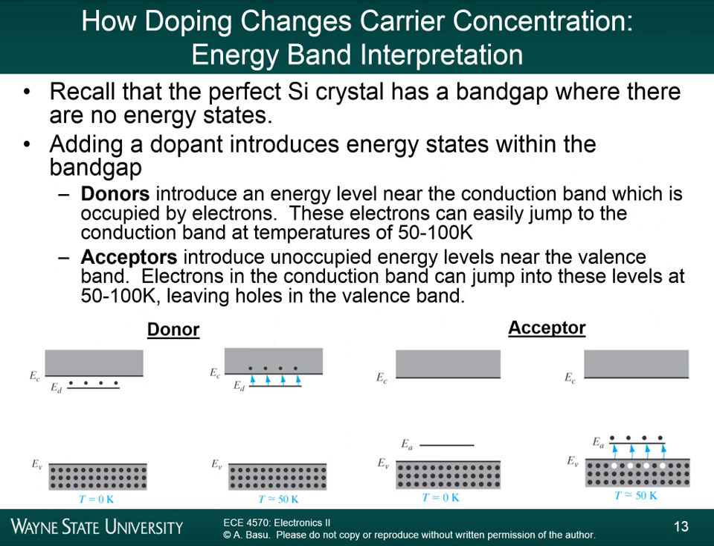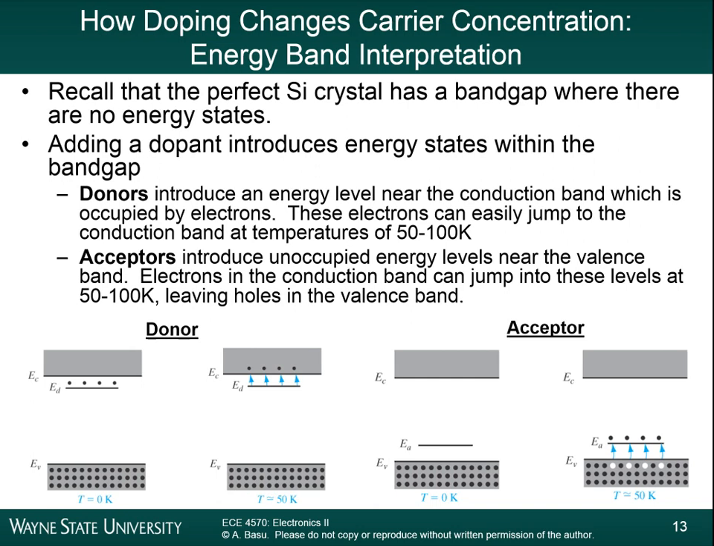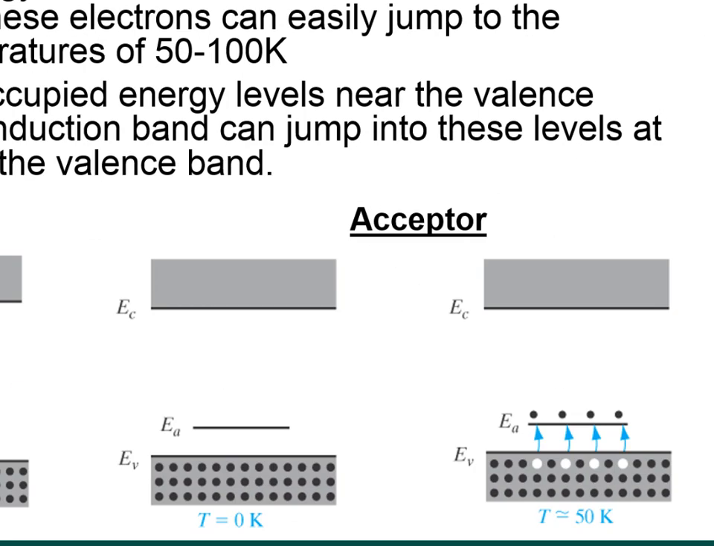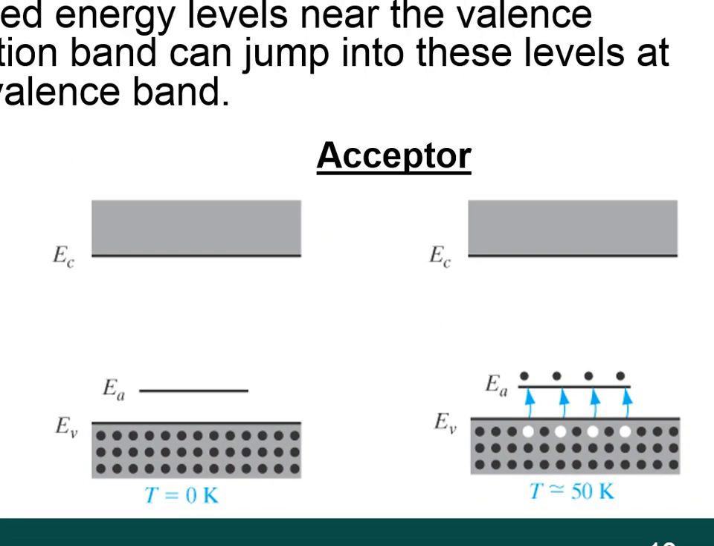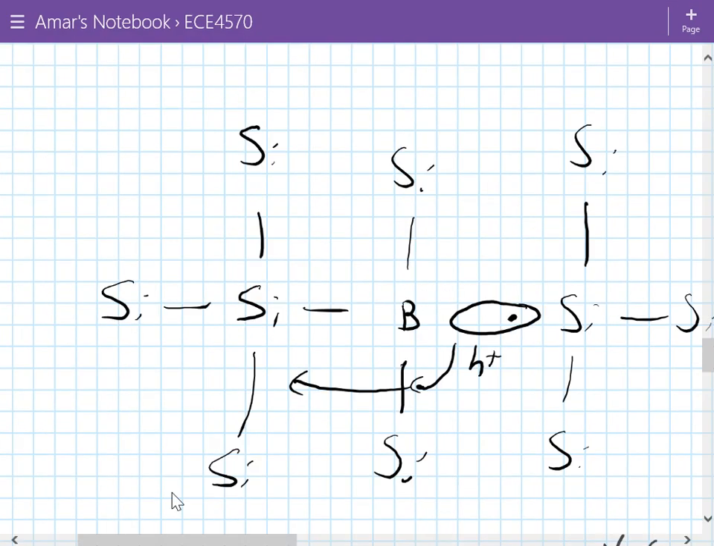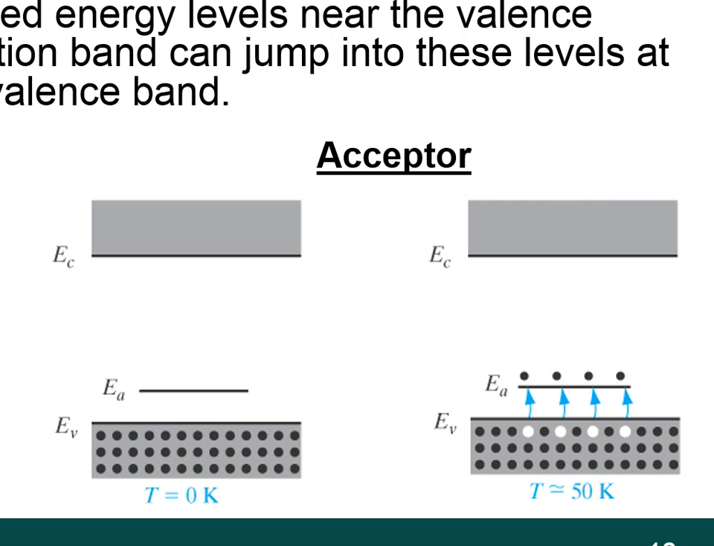Acceptors do something very similar, the analogous thing. They end up creating holes. Now, acceptors introduce unoccupied energy levels near the valence band. And the electrons can then jump into these levels at 50 or 100 K. So let's zoom in on this here. So the boron atom, since I have the boron atom drawn out here, you can easily see this. The boron atom is introducing an incomplete bond, right? Because it has one less electron than the neighboring silicon atoms. So that is represented by the fact that you have an energy state, but that energy state is empty. That energy state occurs at an energy just slightly above the valence band.